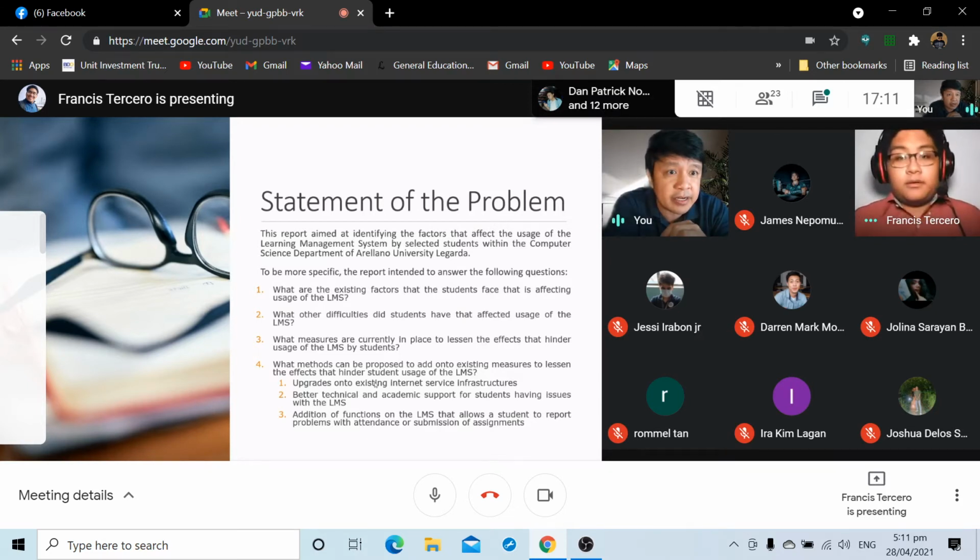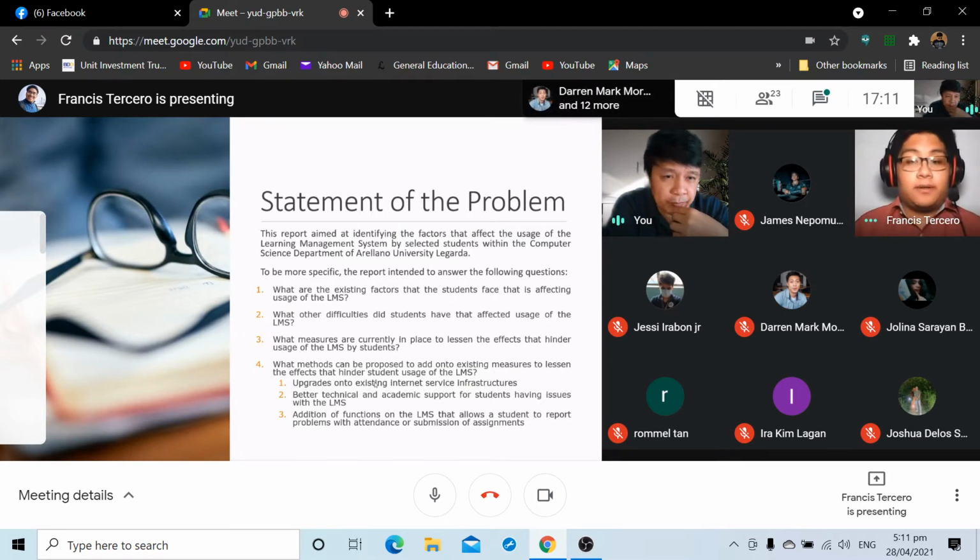This would be the existing factors that the students face that is affecting the SOP usage of LMS? SOP number one, sir. SOP number 1. Okay, good. Next. Number one and two. Number one and two. Okay, next part.